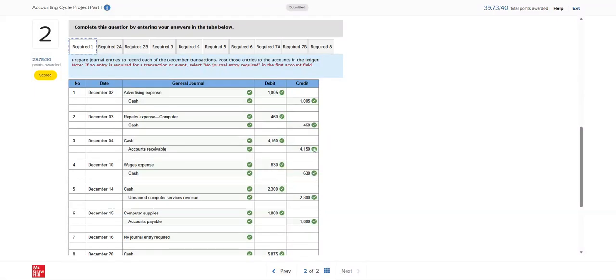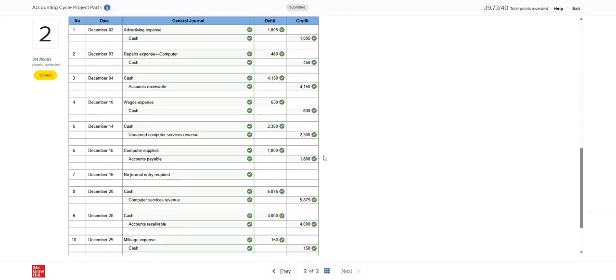Another example was when the company received $4,150 from a customer on December 4th. In this case, cash increased and accounts receivable decreased because the customer was paying an outstanding balance. So cash was debited and accounts receivable was credited.